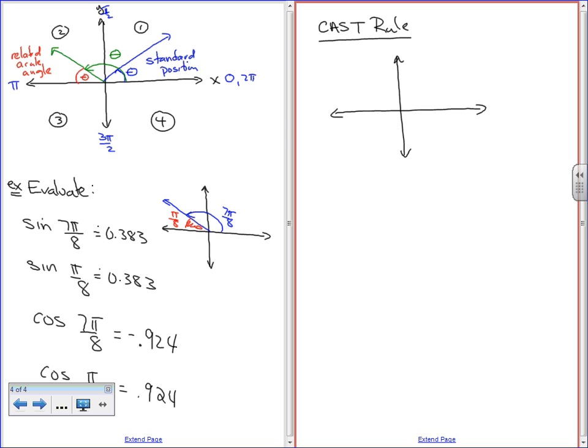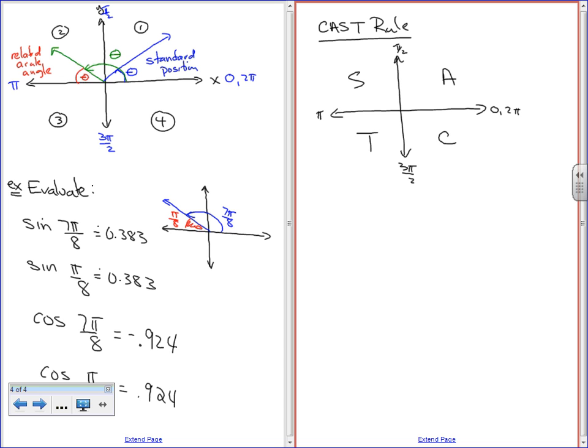So starting down in quadrant 4, spell the word CAST, going counterclockwise. This tells me that if I put in my angles here, 0, pi over 2, pi, 3 pi over 2, and 2 pi, then for angles that fall between 3 pi over 2 and 2 pi, the cosine ratio is going to be positive, and also its reciprocal, the secant.